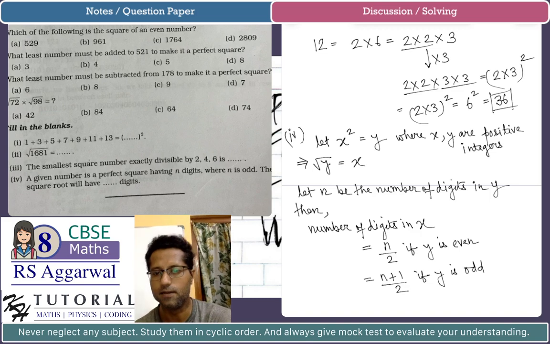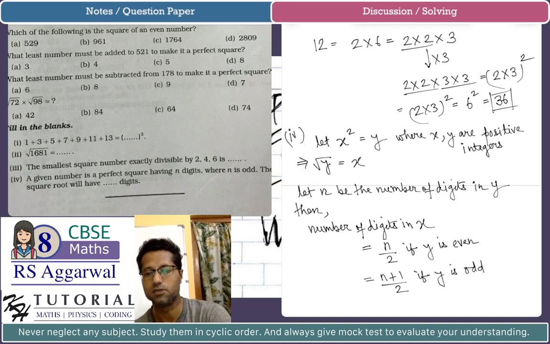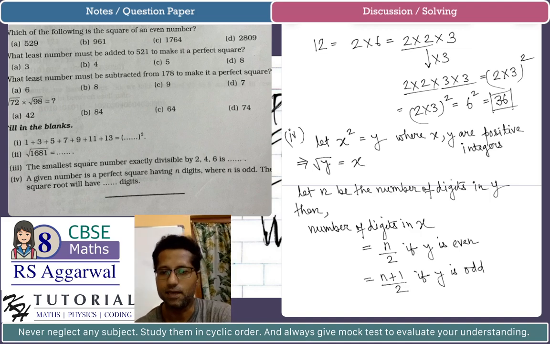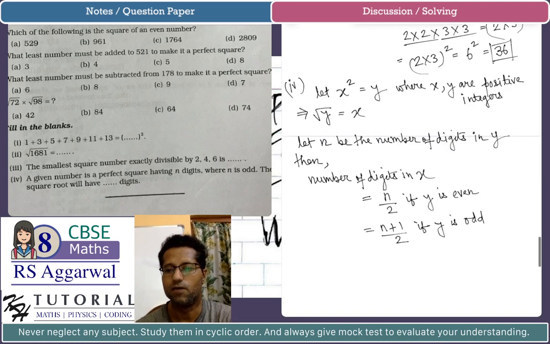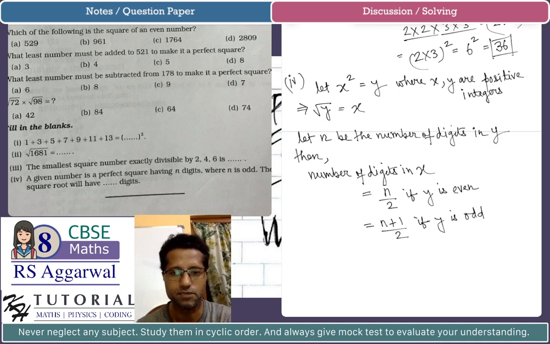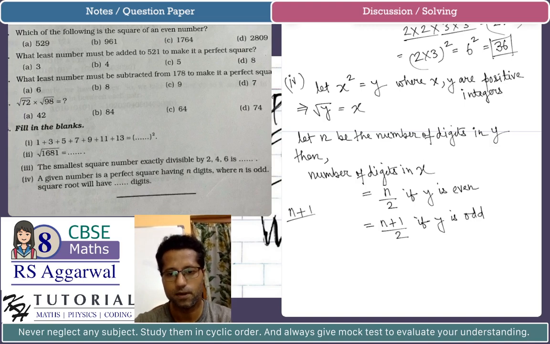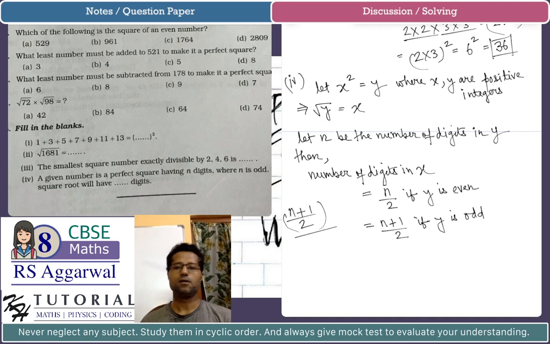Now, if we assume that n is the number of digits in y, that is a perfect square, then what we can say about the number of digits in the square root, that is x. So the number of digits in x will be equal to n by 2 if n is even, and the number of digits in x will be (n plus 1) by 2 if n is odd. So it is given in the problem that a given number is a perfect square having n digits where n is odd, then its square root will have (n plus 1) by 2 digits. This is the answer.